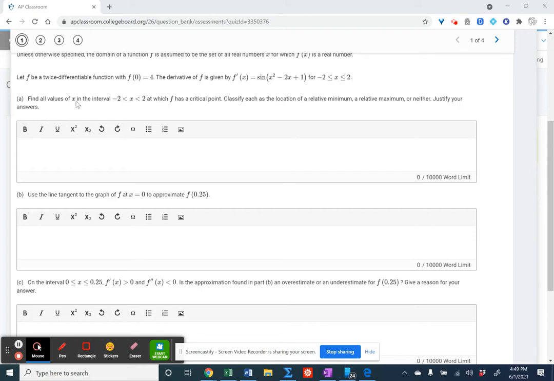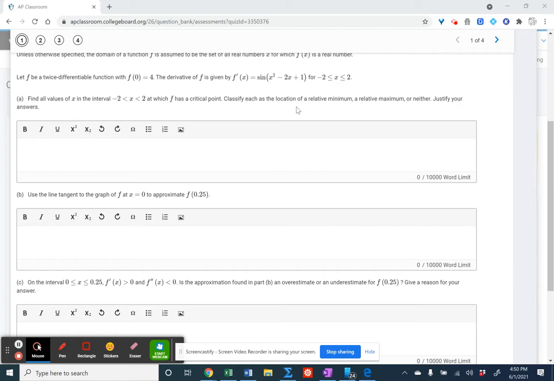This is a calculator active question, and it's crucial for question A, and a lot of you didn't think about it properly and made some errors here. Let's talk about why. It says find all values of x in the interval between negative 2 and 2, at which f has a critical point. Classify each location as a relative min, relative max, or neither. Justify all of your answers.